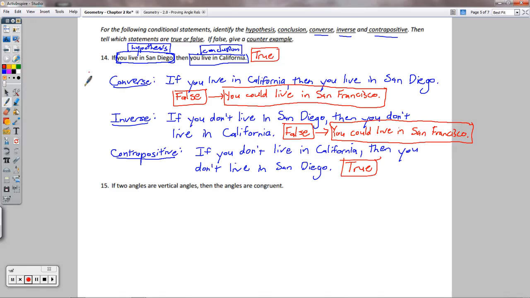And notice this one and this one match the original conditional and the contrapositive. Those we talked about being logically equivalent in class. They would have to be the same.